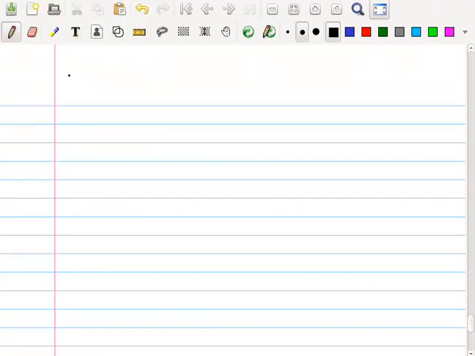Now, first thing to say, here is a very simple trigonometry equation. If I say sine x equals a half, that's a simple equation. If you want the x here, what do you use on your calculator? Sine inverse. So type in sine inverse a half.